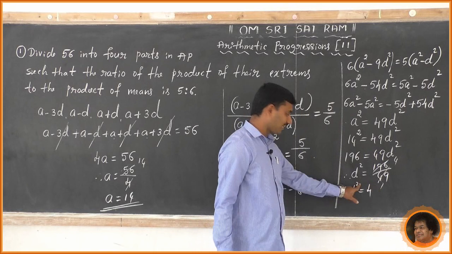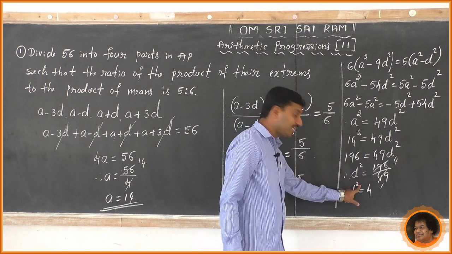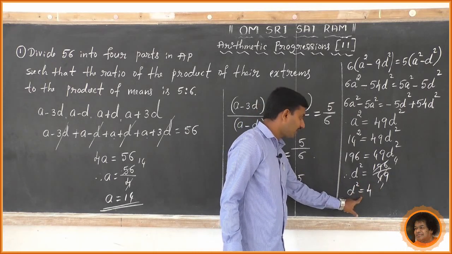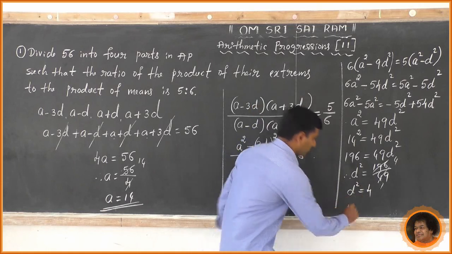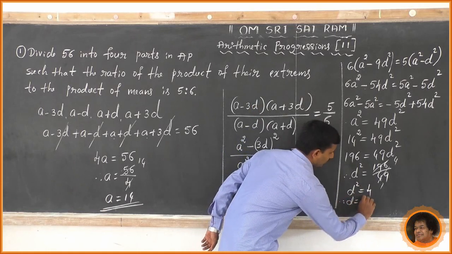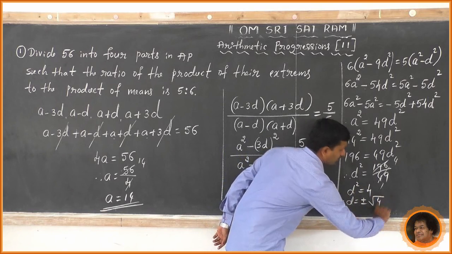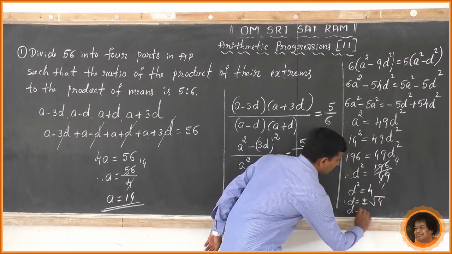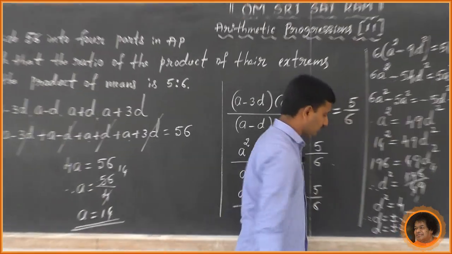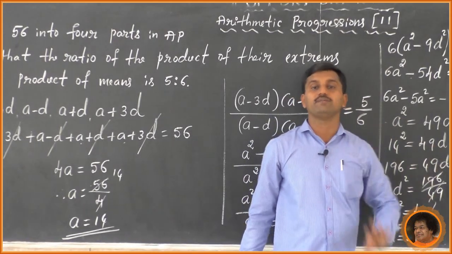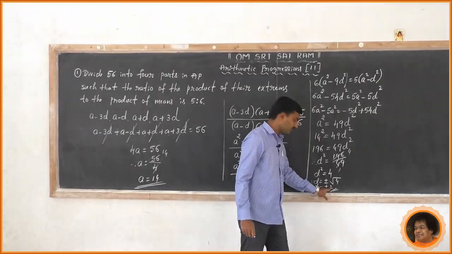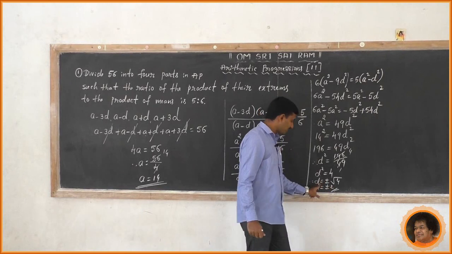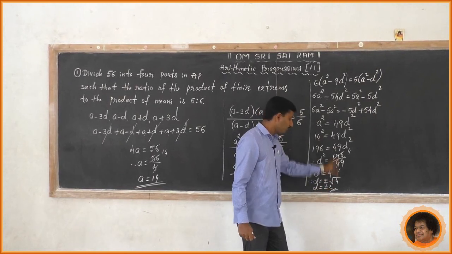Look at the highest power or the highest degree. Here the highest degree is 2. That's why it has 2 roots. Which are the 2 roots? Therefore d equal to plus or minus square root of 4, or d value plus or minus 2. So this is the value of the common difference, d equal to plus or minus 2. So there are 2 possibilities. One is d equal to plus 2 or d equal to minus 2.